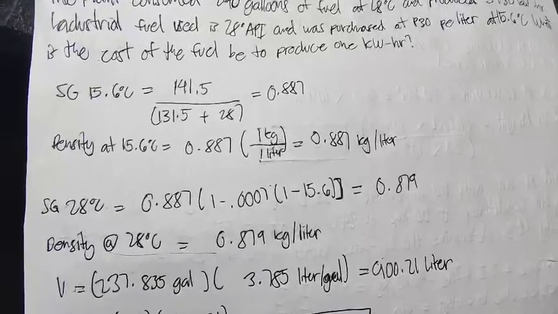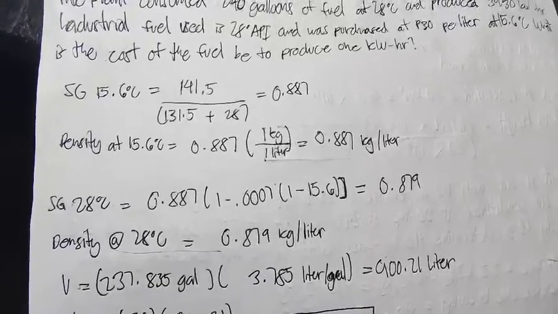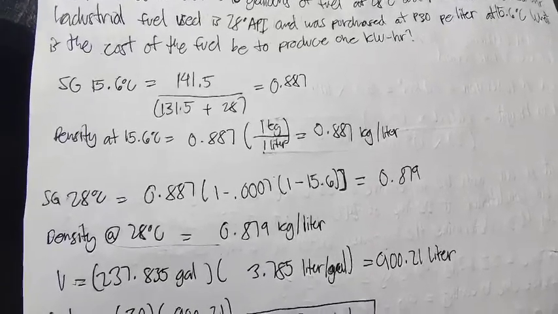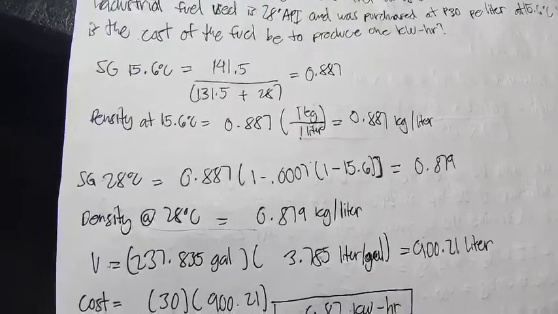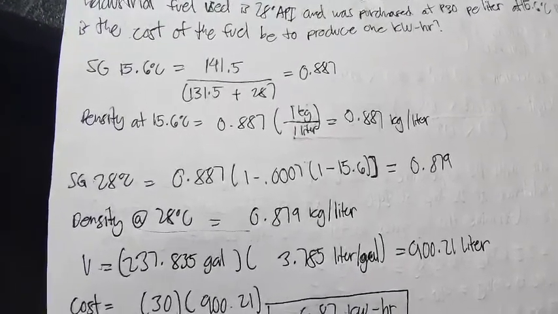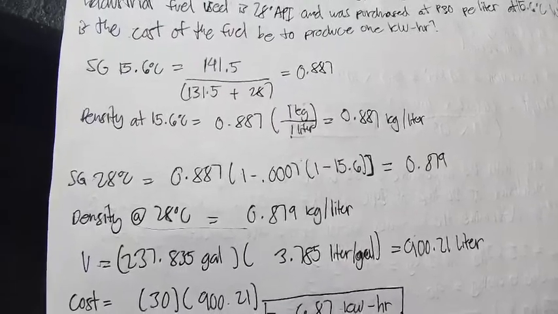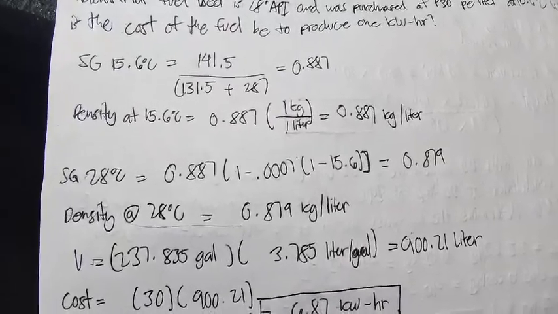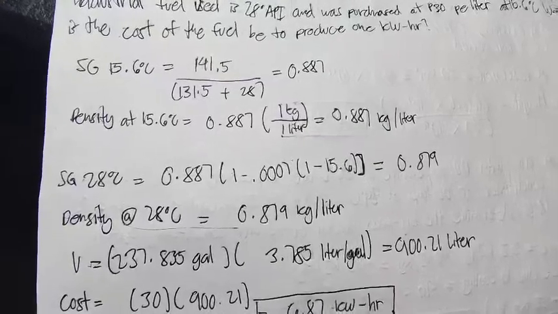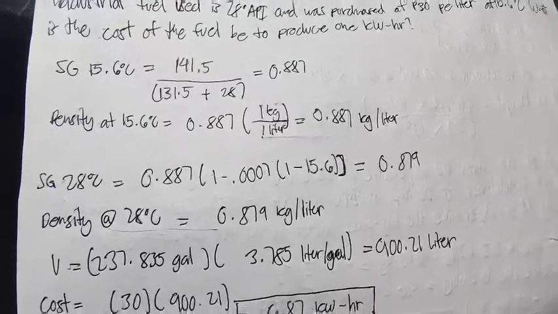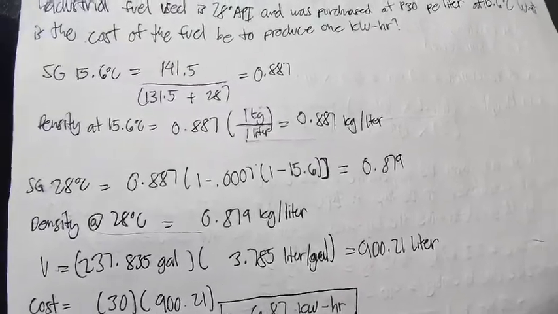So the answer is 0.887 kilogram per liter. So the SG at 38 degree will be 0.887 times 1 minus 0.007 times 1 minus 15.6 is equal to 0.87.